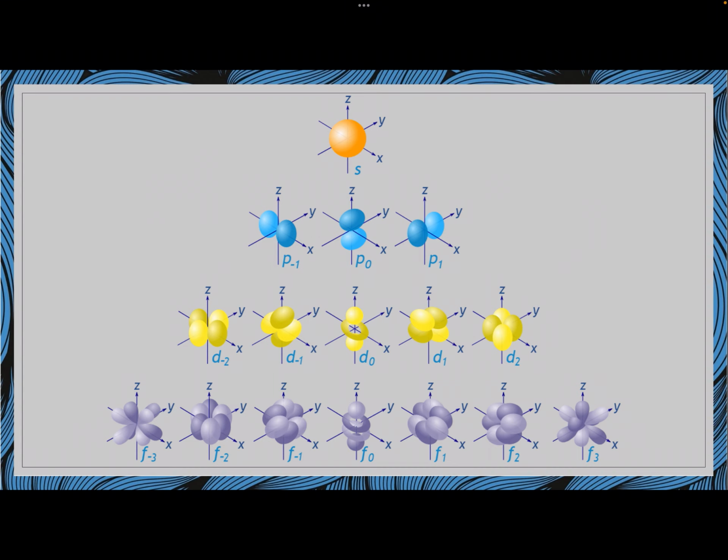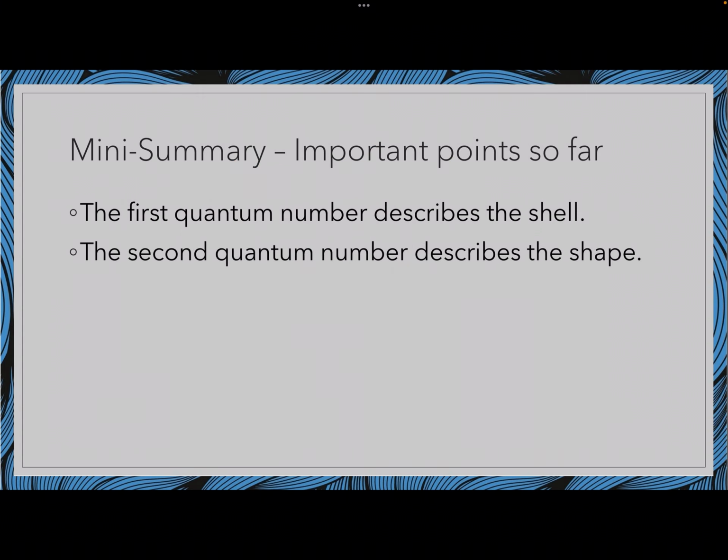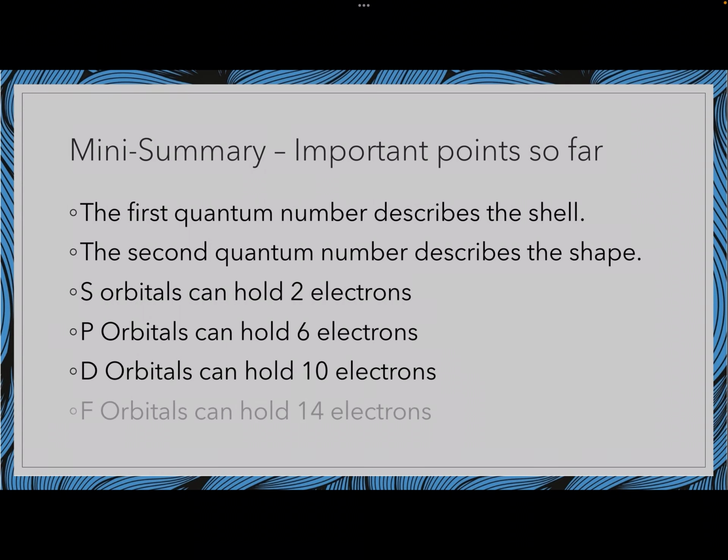So here's our mini summary. This will help us for the rest of the lesson. Basically, the first quantum number describes the shell. The second describes the shape. S orbitals can hold 2 electrons, P can hold 6, D can hold 10, F can hold 14. So yeah, get that mini summary down.